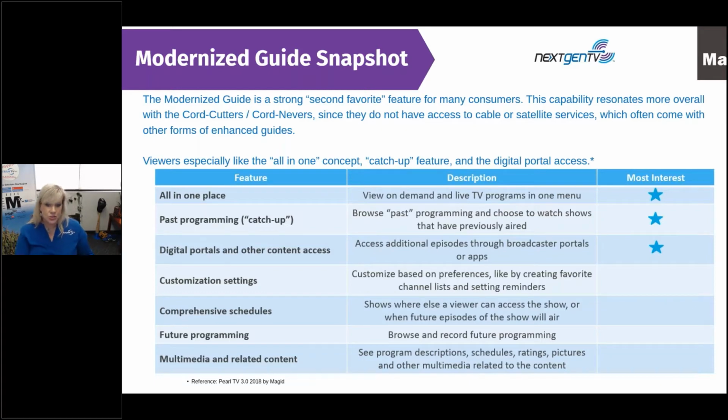Also, comprehensive schedules. So show where else a viewer can access the show, or when future episodes of the show will be aired. Kind of back to the other one, VOD. So I can search through my EPG and then find out, okay, where else can I watch it? Can I watch it over the air, or more? Maybe I also have access to somewhere else that I can watch it. Then there's browse and record future programming.